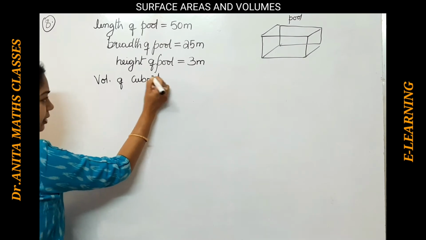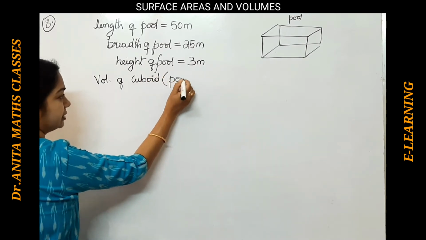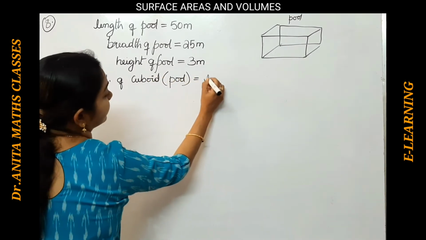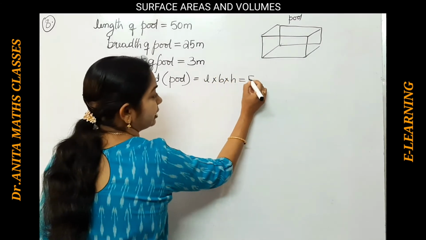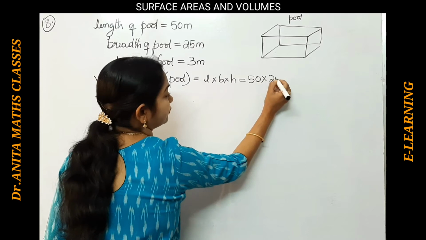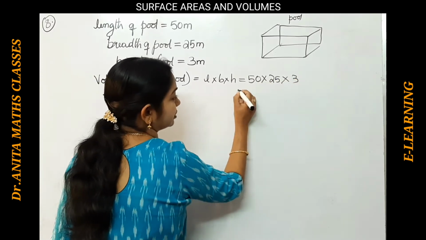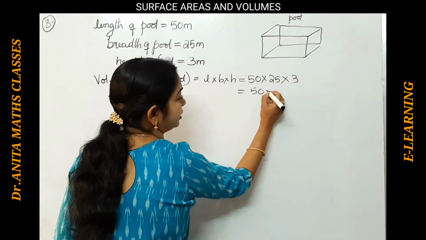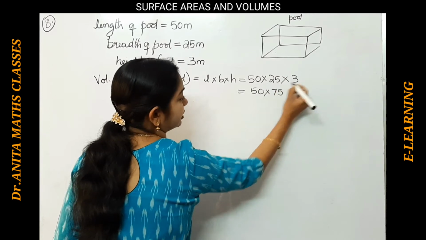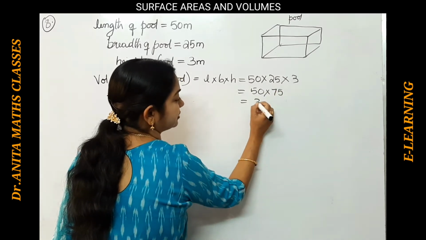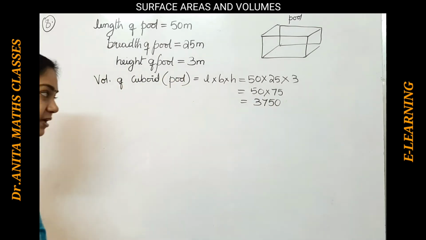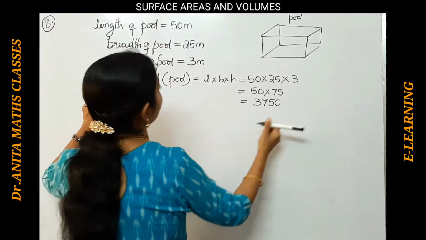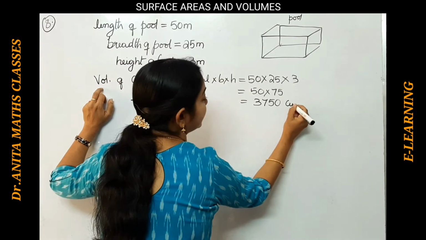Now our cuboid here is the pool, isn't it? So that is length into breadth into height. So that is 50 into 25 into 3. So that is nothing but 50 into 75. So 50 into 75 is 3750. Right, do that calculation in the rough part. 3750. Here volume and all in meters, so cubic meters.